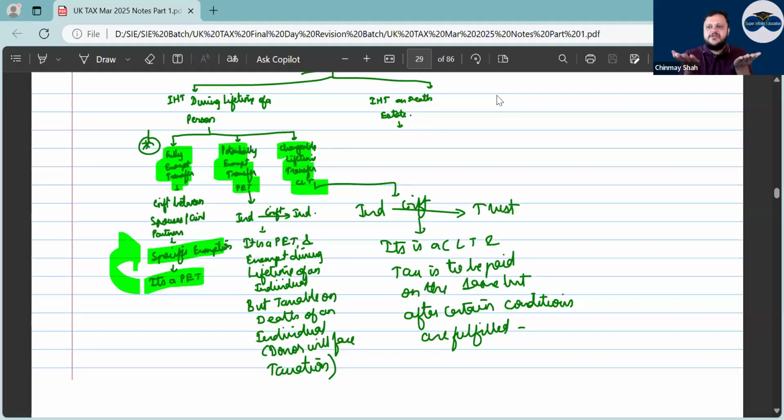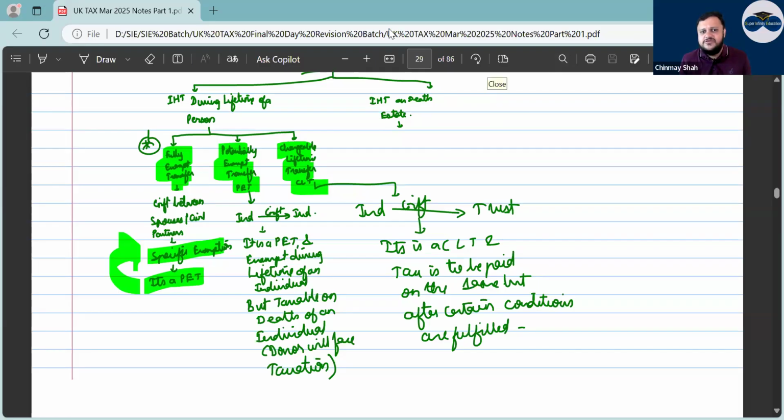Whenever an individual gives anything to an individual, it is called a PET, potentially exempt transfer. It is exempt during the lifetime of an individual, but taxable on death of an individual, correct? So on death, these become taxable. Then there is something called CLT.